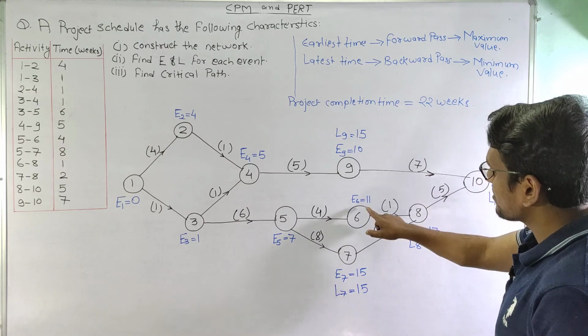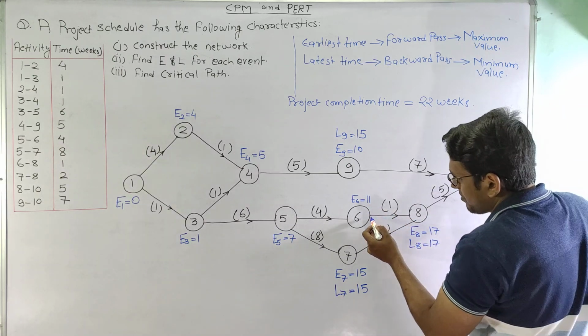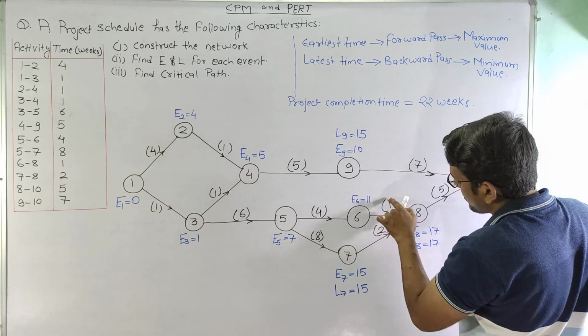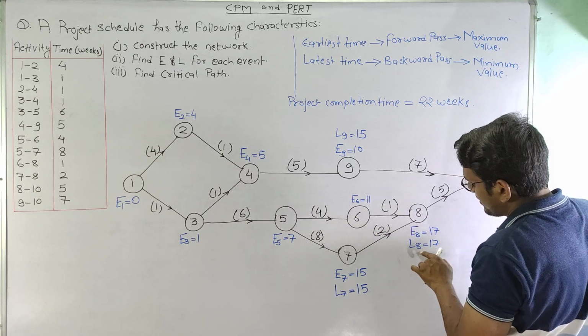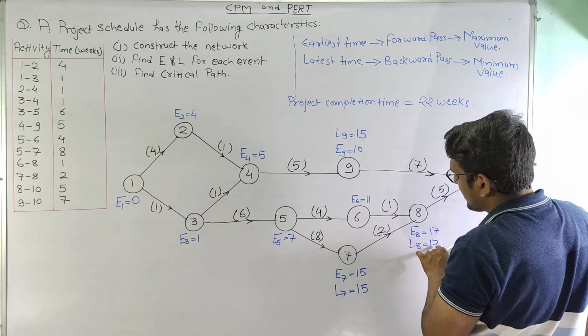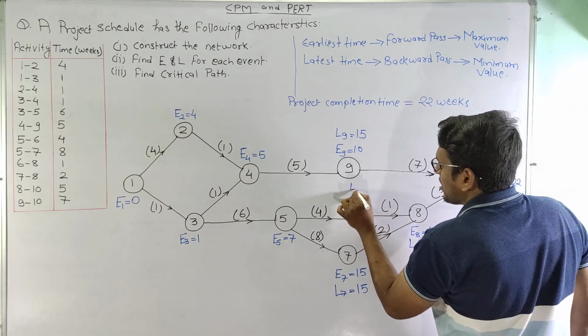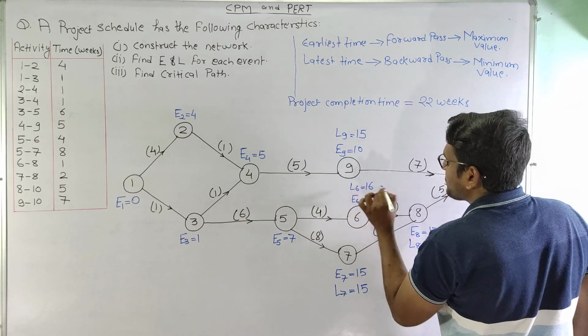Now moving on to the 6th node. As we can see from here, there is a single outgoing arrow. So again we are going to subtract this from this latest value. So this is 17. 17 minus 1 is 16. So L6 is equal to 16.